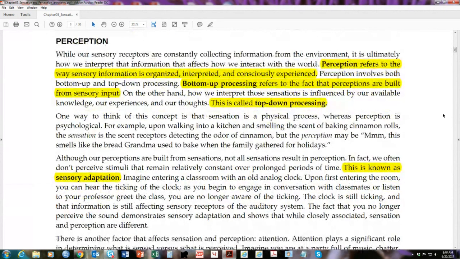Now, I referred to perception as what the brain does. The brain, after the sensory information has been transduced into neural impulses, is then organizing and experiencing and interpreting. And so when you interpret sensory information, you are perceiving. So perception is an interpretation, essentially.